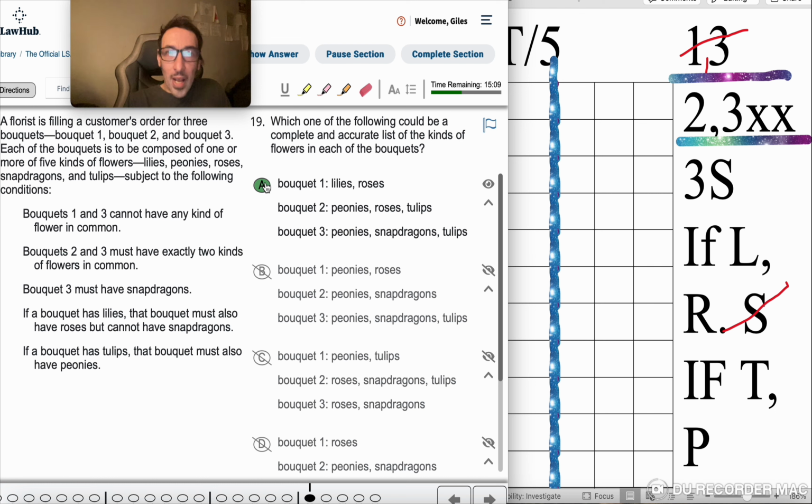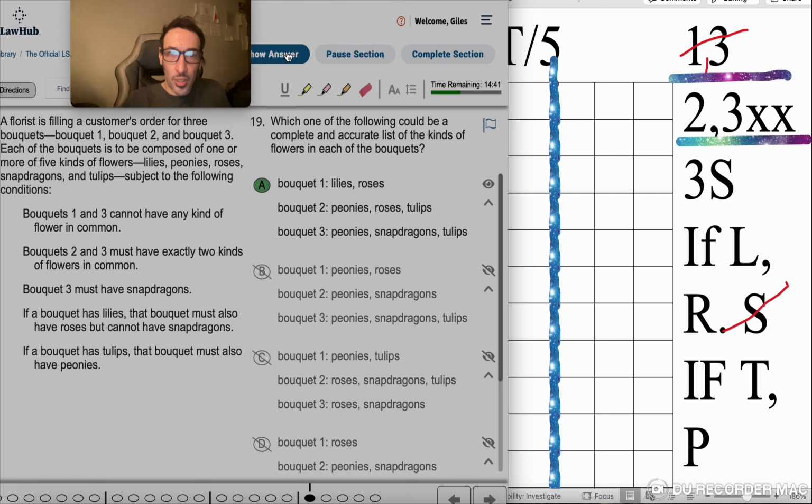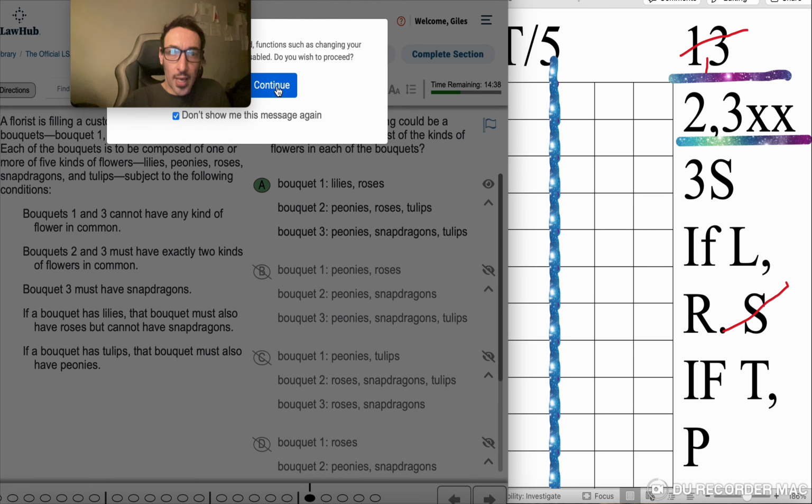Now, a way to verify this is a method known as rules, regulations, and conditions. All of these should apply to this one properly. 1 and 3 cannot be the same. Correct. 2 and 3 must have 2 in common. Correct. 3 is an S. Correct. If L, then R. Correct. If T, then P. Correct. So that was verified with the rules and conditions. So go ahead and choose A.